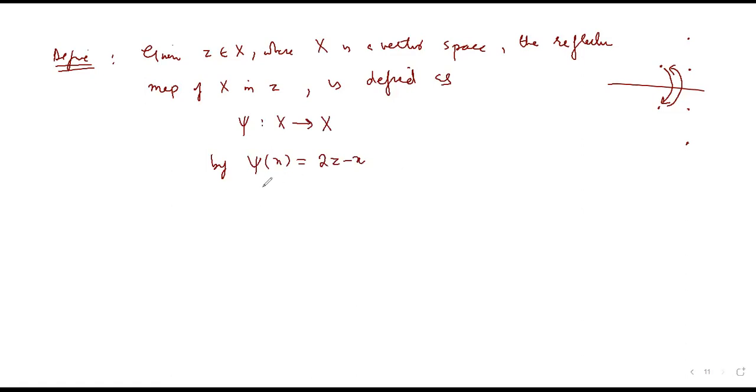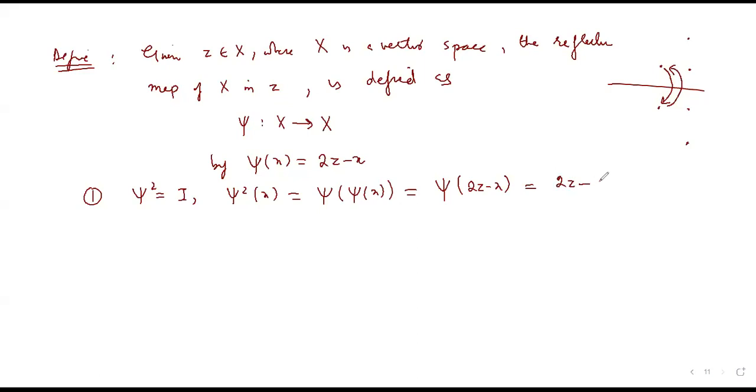Why? We want it to be identity. If we look at its properties, the first thing is obvious: psi square is equal to identity. Why? Because psi square of x, by that we mean psi of psi of x, that would be psi of 2z minus x, which would be 2z minus (2z minus x). That's the definition. So that's just x. So psi square is identity.